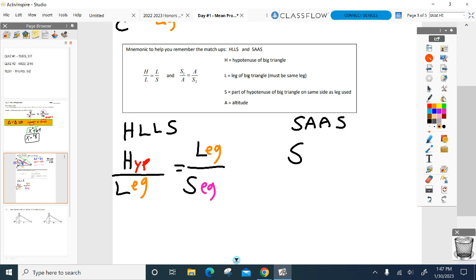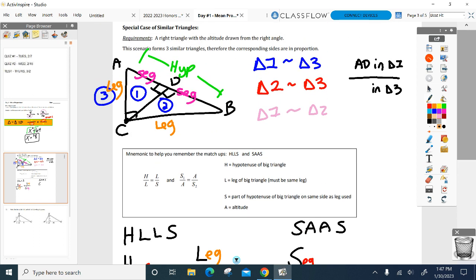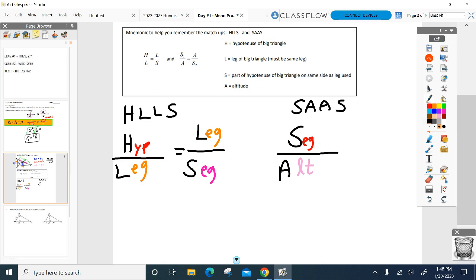S for, okay, we've talked about where the segment's located. Ooh, here's a new one. A? Yeah, altitude. And remember where that was? That's the one drawn to the hypotenuse right here. That's your altitude. Equals A again. Same one or different? Same.